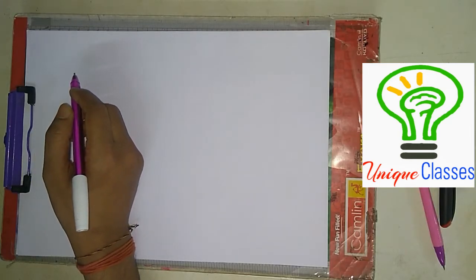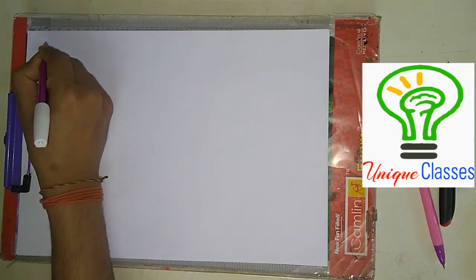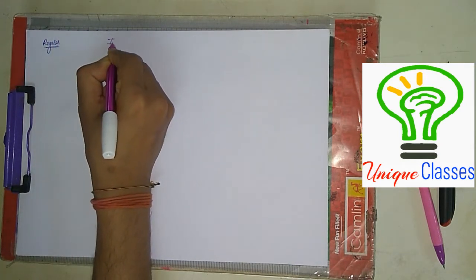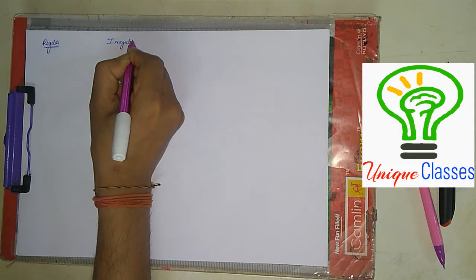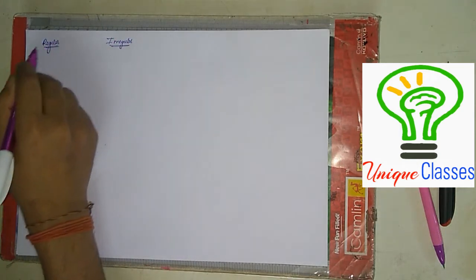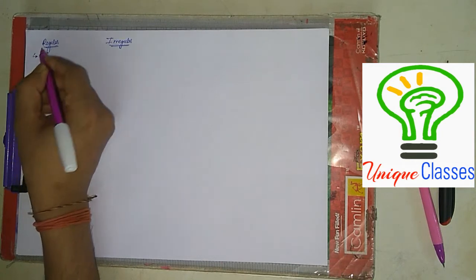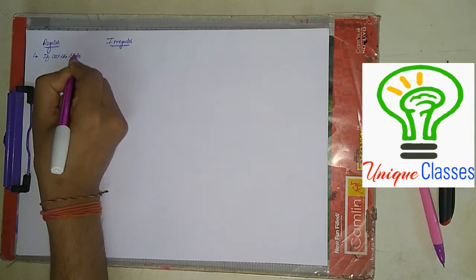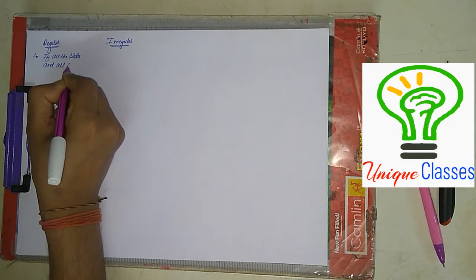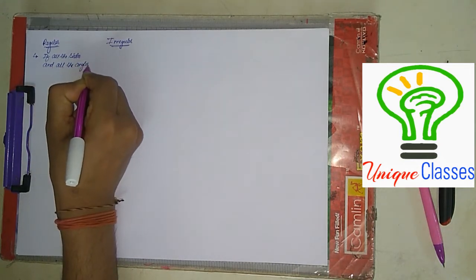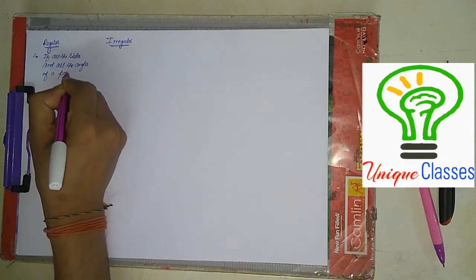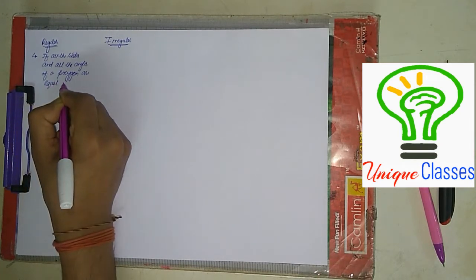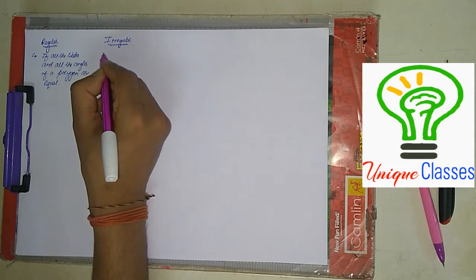So now we will be discussing regular and irregular polygon. Now what is a regular polygon? If all the sides and all the angles of a polygon are equal, okay, then it is a regular polygon.